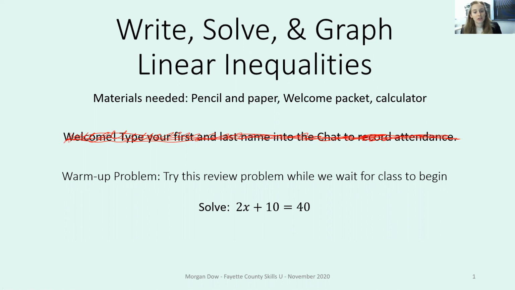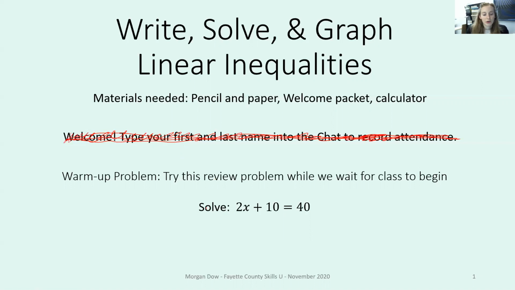For this lesson, you'll need pencil and paper, your welcome packet, maybe a calculator, and you might also find it useful to have your lesson notes from last week to hand as well. First thing you can do is go ahead and try the warm-up problem on the screen. So try this problem, and then when you're ready, restart the video and we're going to go through it together.